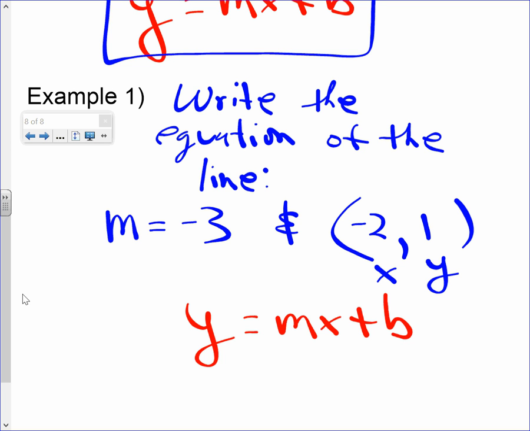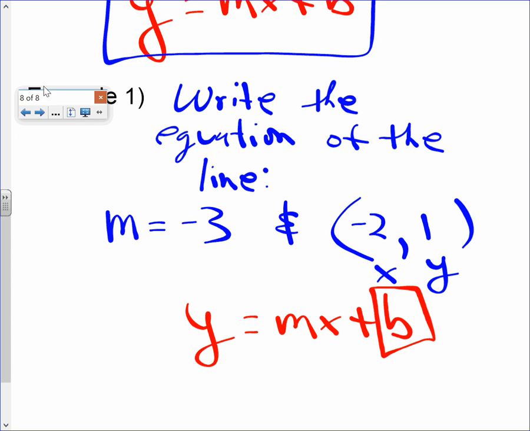Let's do some substitution. I want to find my y-intercept. I don't know what the y-intercept is. This example did not give me the y-intercept. All this example gave me, again, like Valdez said, is the slope, and we have an x and y point that it goes through.